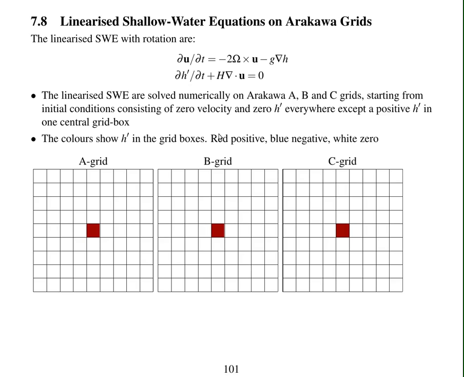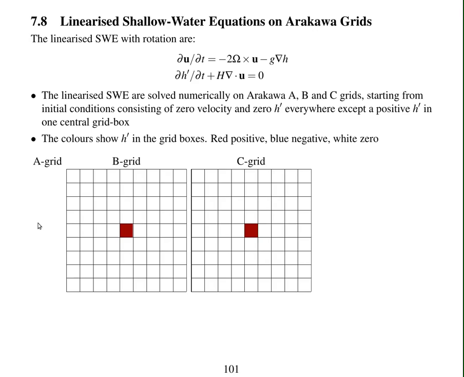So what are the properties of these grids when you use them for modelling the shallow water equations? These are solutions of the linearized shallow water equations, this time with rotation, with Coriolis, on the Arakawa grids. So I'm solving the numerical solutions on the A, B and C grids. I'm starting from initial conditions which consist of 0 velocity everywhere, 0 h prime everywhere except in one grid box. So it's stationary and it's got this tower of fluid just in the middle. So the colours are showing the height anomalies, and you'll also see vectors when I start the simulations.